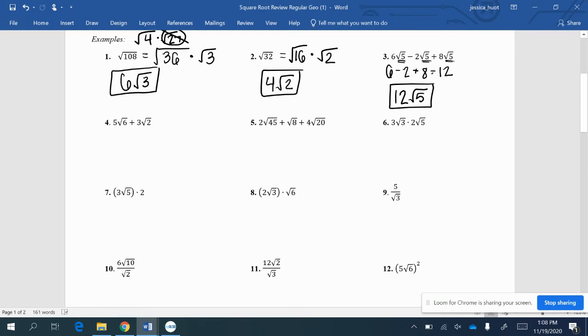Number 4, when I'm looking at those two, the square roots are not the same, so I cannot do anything. The square root of 6 does not simplify. So my final answer here is just going to be the same problem. So 5 square root of 6 plus 3 square root of 2.